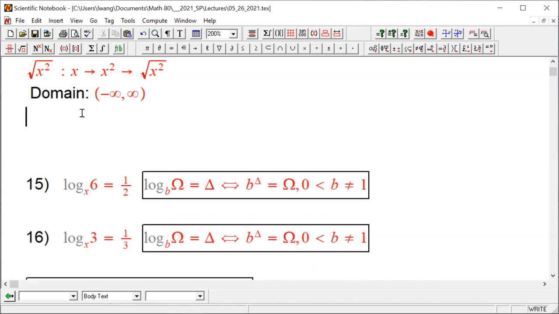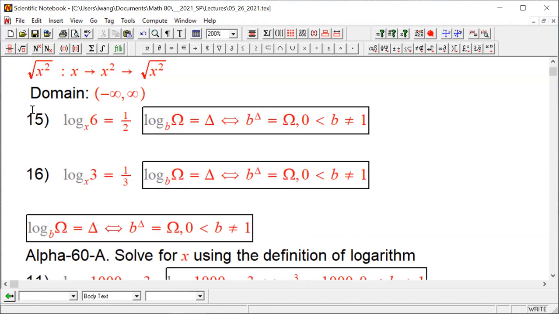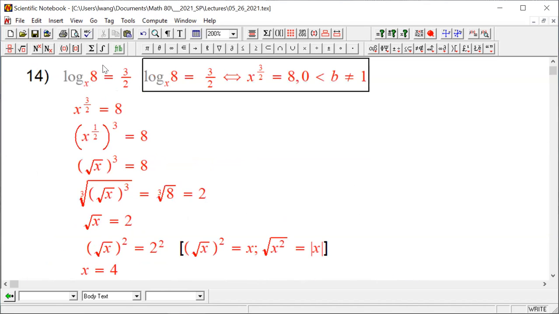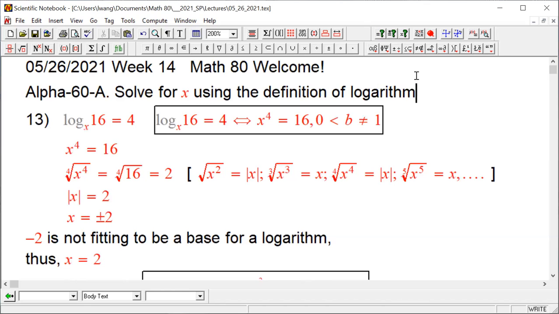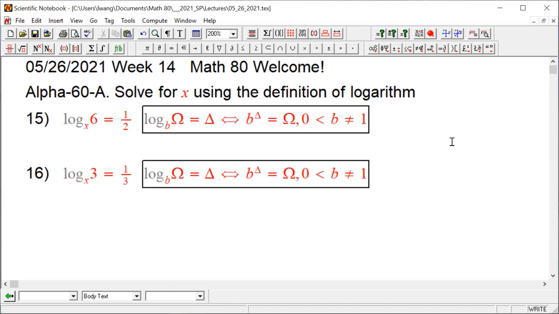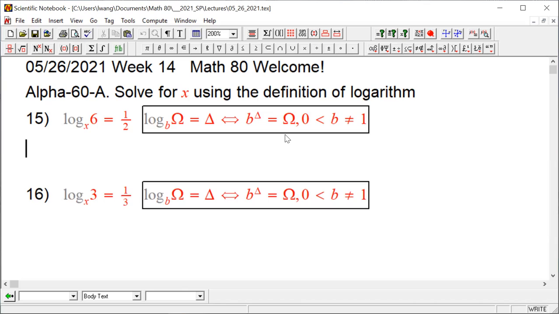So if you don't have any questions, I would like to go back to number 15 and 16. Okay, let's put these on the top. So we are to determine the value of x. You can see we have seen a variety of situations, right? So we really need to know how to do them. And now x equals what is to be discovered.